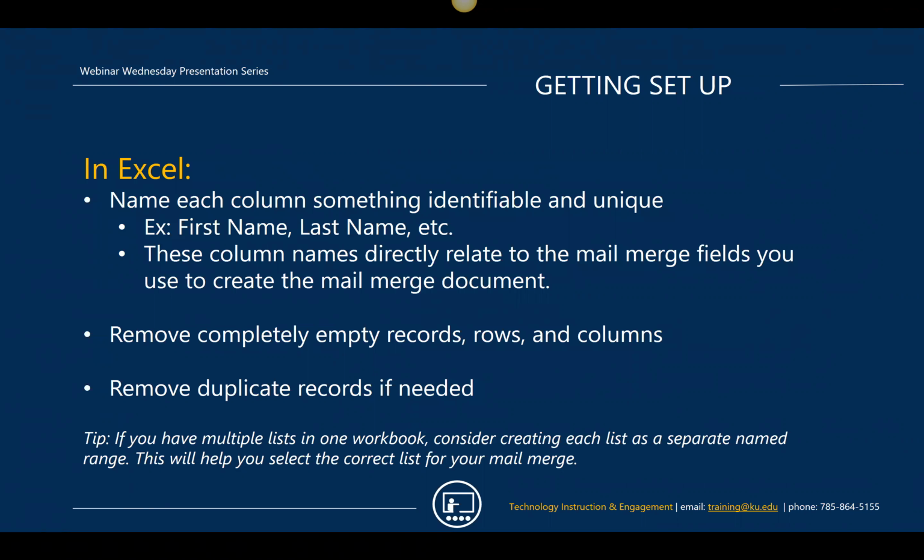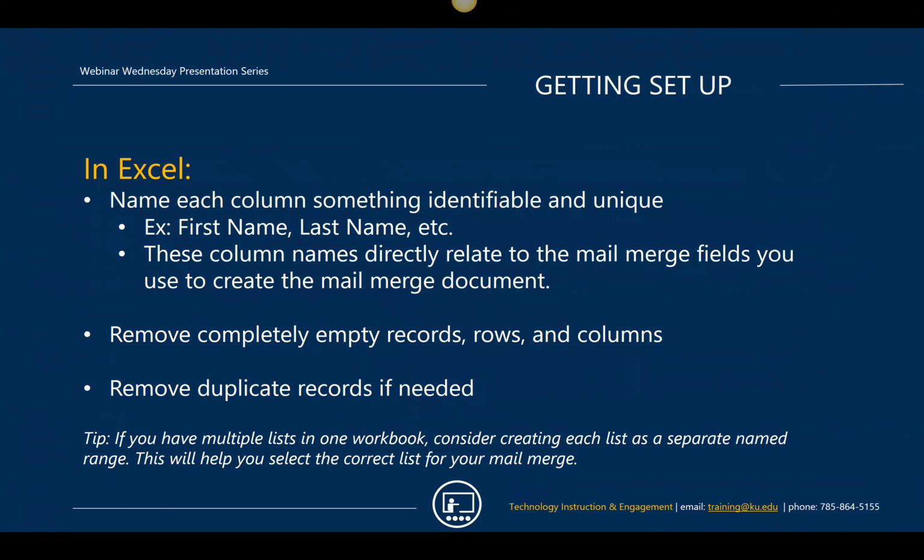The other thing here is to remove any completely empty records, any completely empty rows, and any empty columns. The way that mail merge works is by going down a list of names or records that you have, and when it comes to a blank row, it considers that list complete. So if you have a blank row in the middle of your data set, you may not have all of the mail merge files created for you because it won't go down to the next record to figure out that there's more after that. And then the last thing you can do is to remove any duplicate records if needed within Excel.